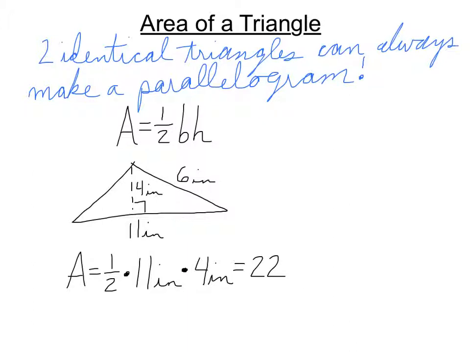Or at least that's the number for the area. Now we've got to do the units. So no units times inches means that this is square inches. So 22 square inches is my area.